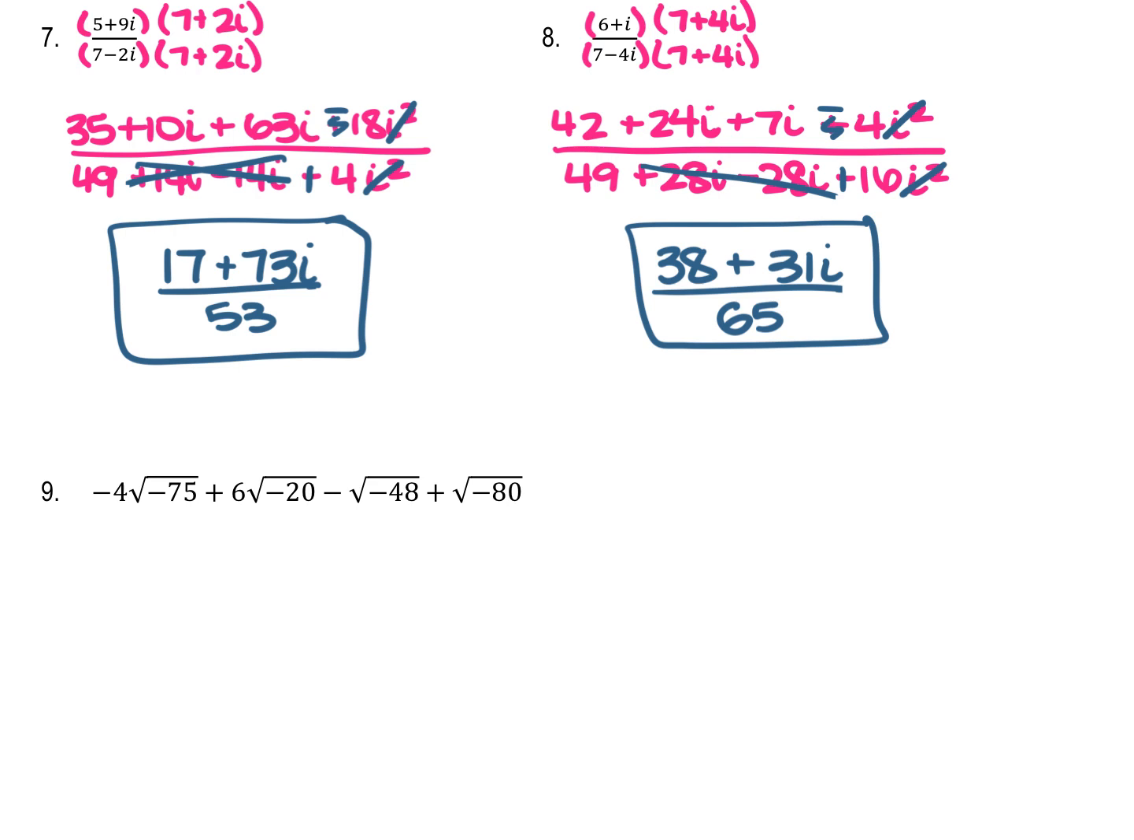So that negative 4 times the square root of negative 75 turns into negative 4i times the square root of 75. The 6 times the square root of negative 20 turns into 6i times the square root of 20. Then that opposite of the square root of negative 48 turns into negative i times the square root of 48. And the square root of negative 80 turns into plus i square root 80.